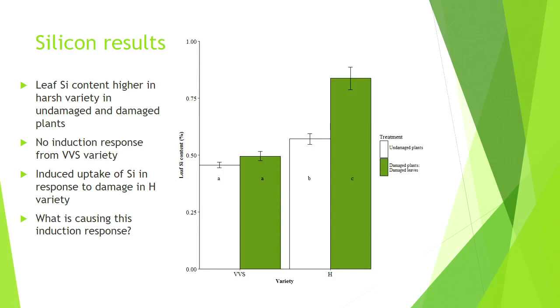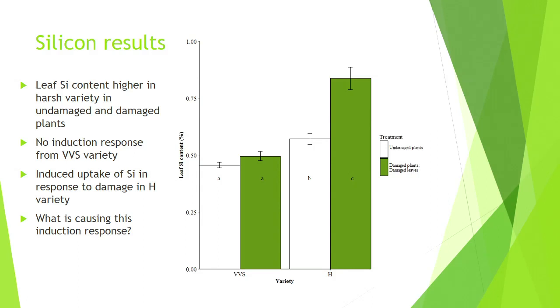So overall, the harsh variety had higher silicon concentrations than the soft variety, with white bars representing undamaged plants and the green bars representing damaged plants. We can see that overall the harsh variety without any damage has more silicon compared to the soft variety. But we also see an induction response in terms of the silicon content. So we can see that the harsh variety is responding by increasing the silicon that it takes up. We don't see this response in the soft variety.